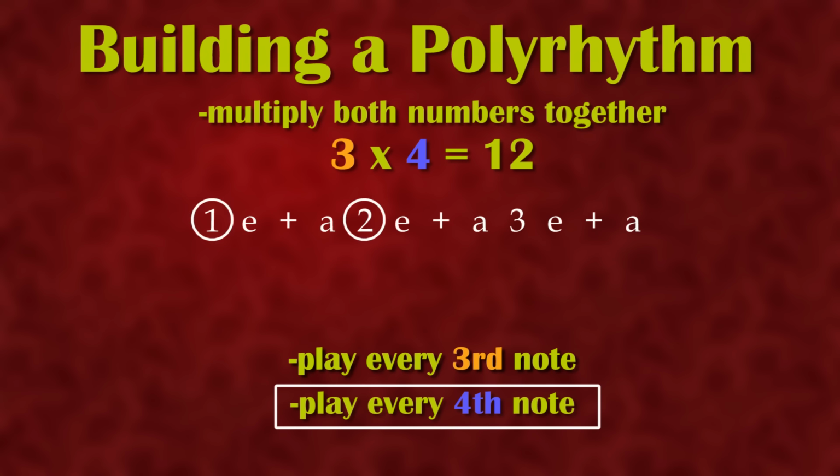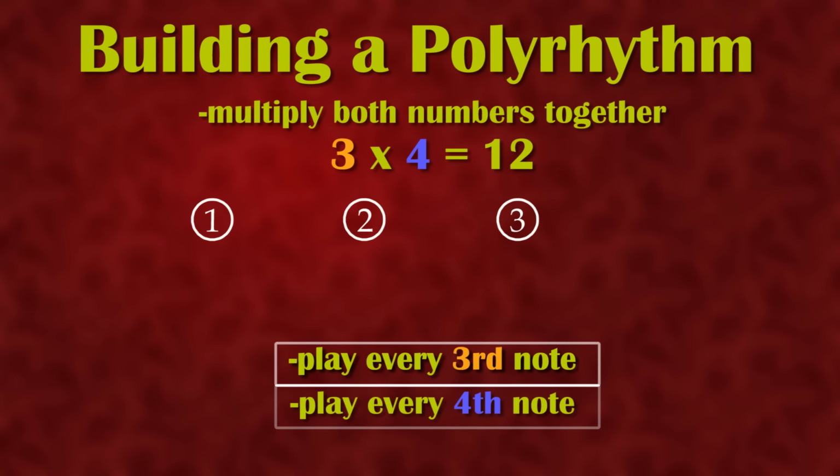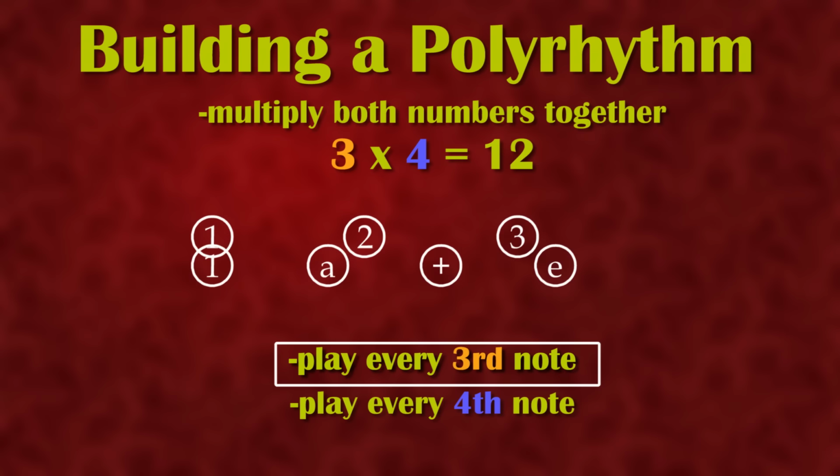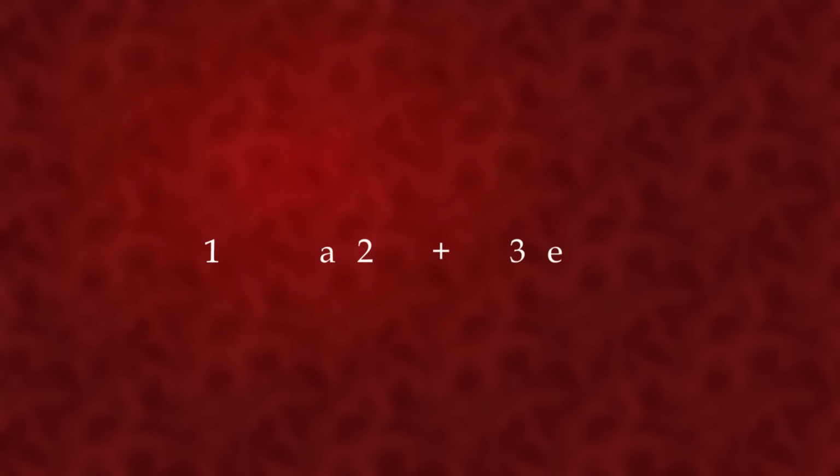1, 2, 3. 1, 2, 3. While counting every 3 beats puts us on the notes 1, and E. These counts are the musical counterparts to pass the stinking butter.